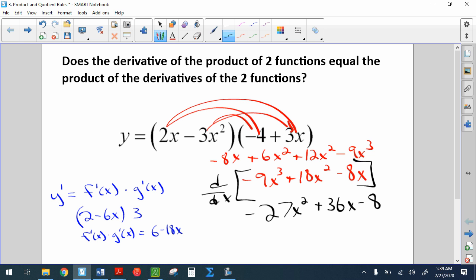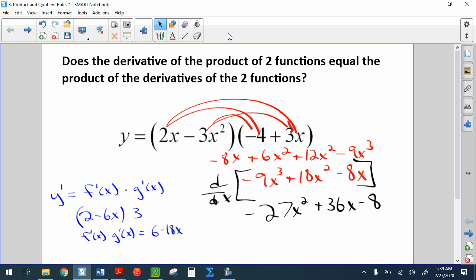So I'm going to pause this and see if I made any mistakes. But if I didn't make any mistakes, then the derivative of the product, which is what is in red and black, is not equal to the product of the derivatives, which is what's in blue.